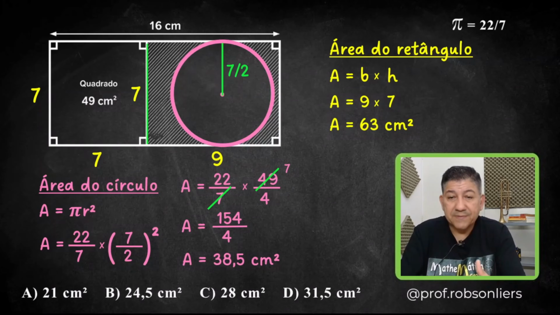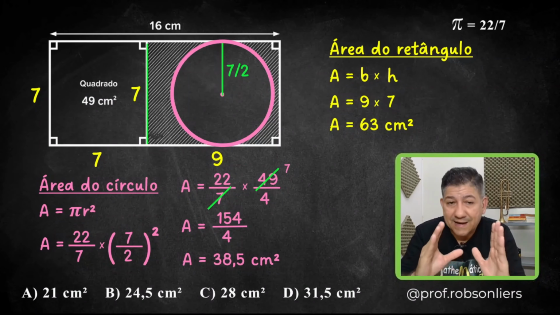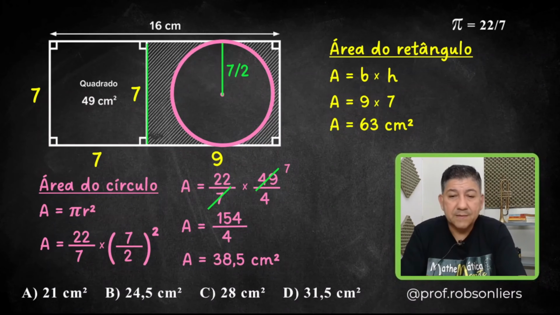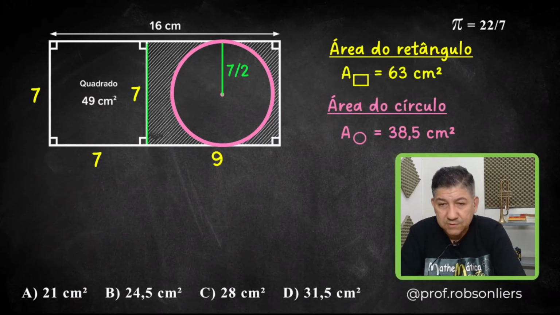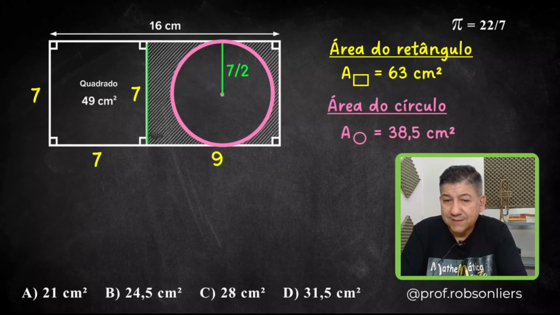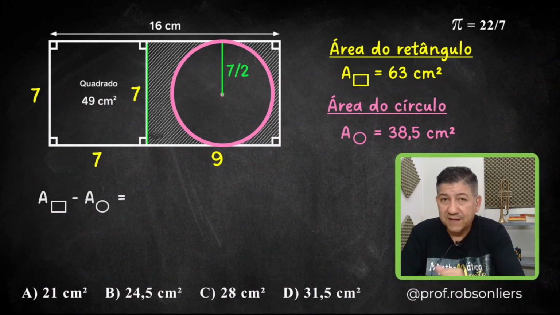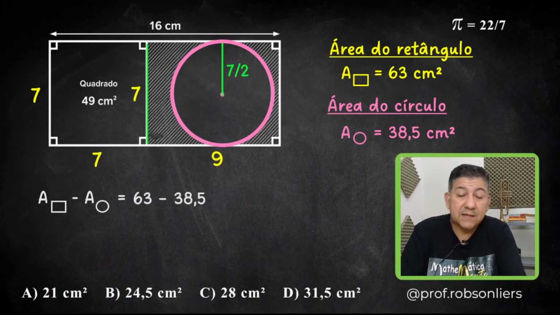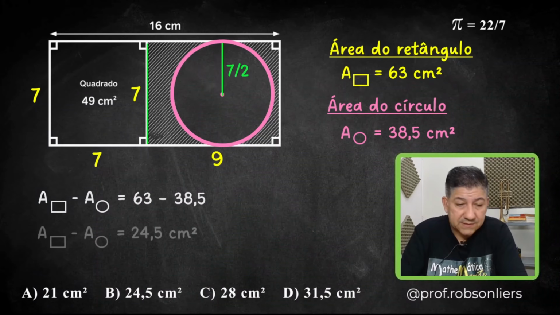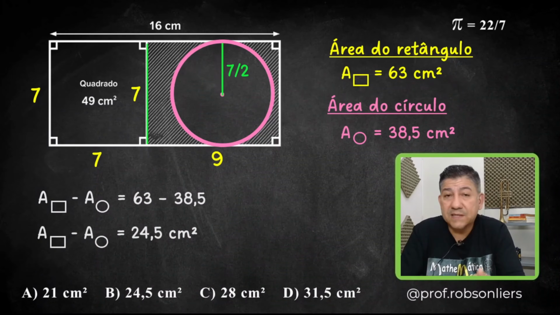Alright, we already have the area of the rectangle and the area of the circle. Now I'm going to organize things here so we can find the hatched area, the shaded area. The area of the rectangle that we found is 63 square centimeters and the area of the circle is 38.5. To find this shaded area, we're going to take the area of the rectangle minus the area of the circle, like I mentioned before. The area of the rectangle is 63 minus the area of the circle, which is 38.5. Solving this subtraction, 63 minus 38.5, that's equal to 24.5 square centimeters.